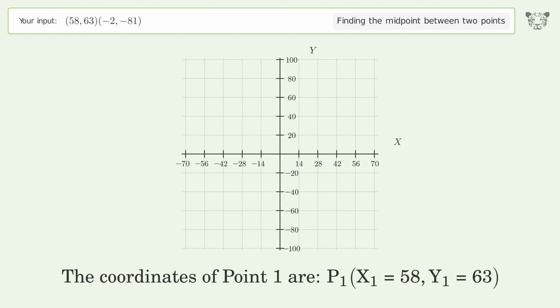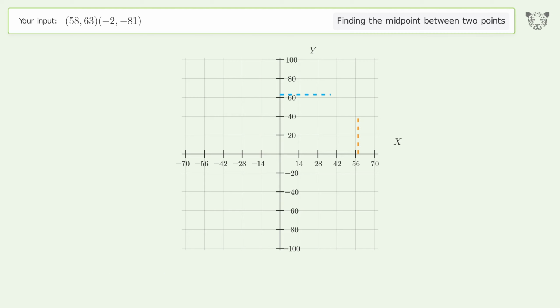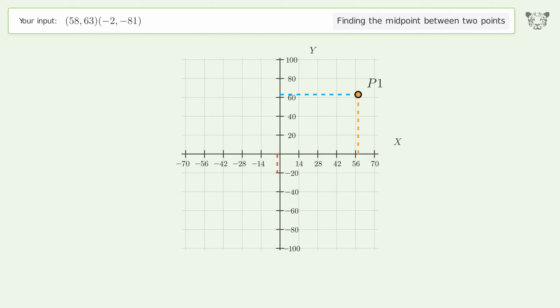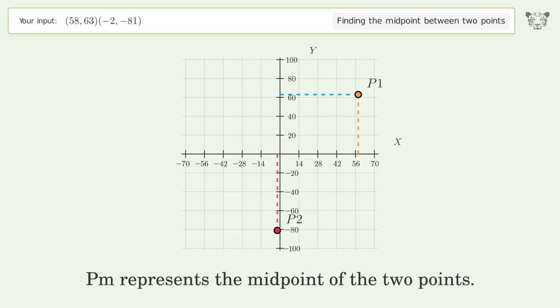The coordinates of point 1 are, x1 equals 58, y1 equals 63. The coordinates of point 2 are, x2 equals -2, y2 equals -81. PM represents the midpoint of the 2 points.